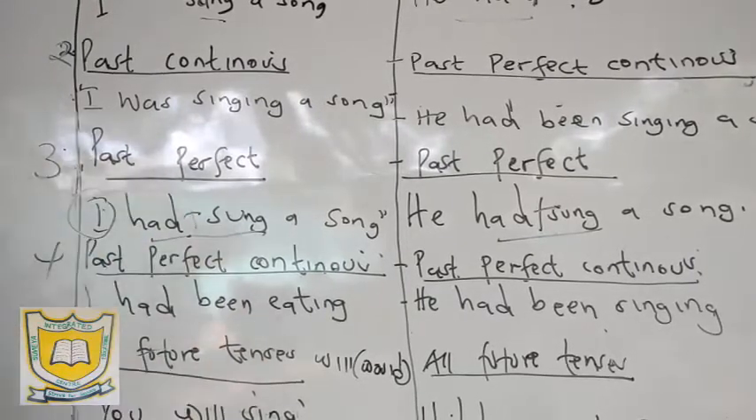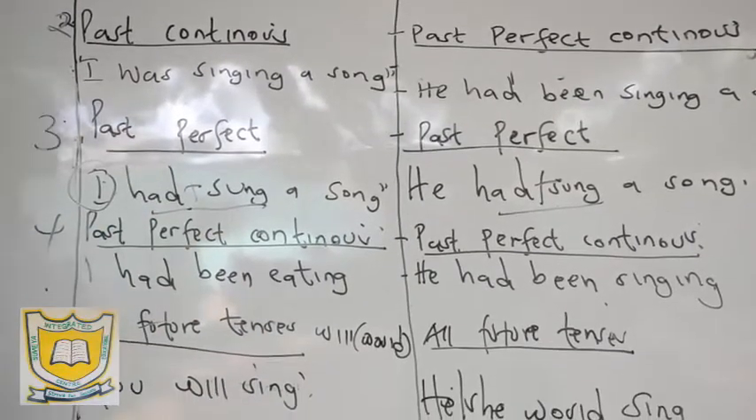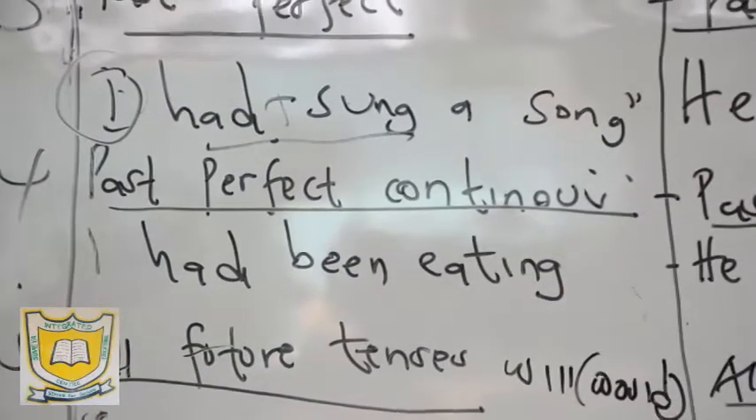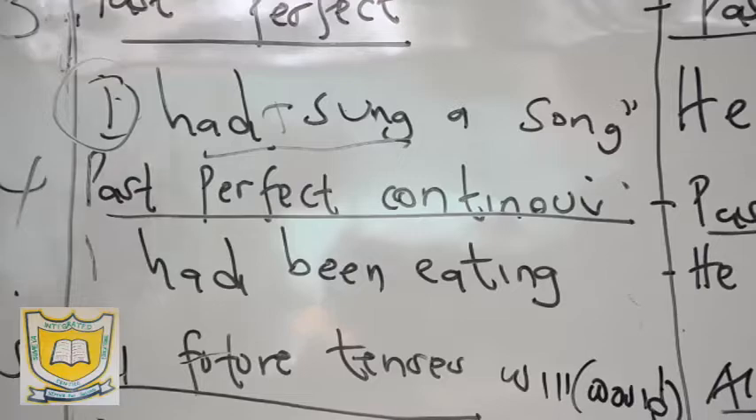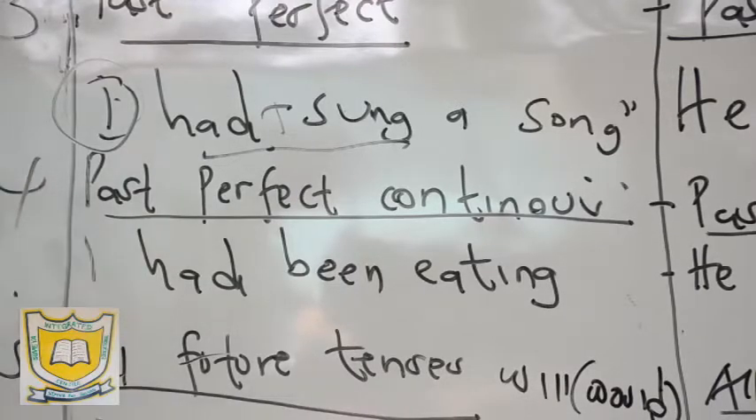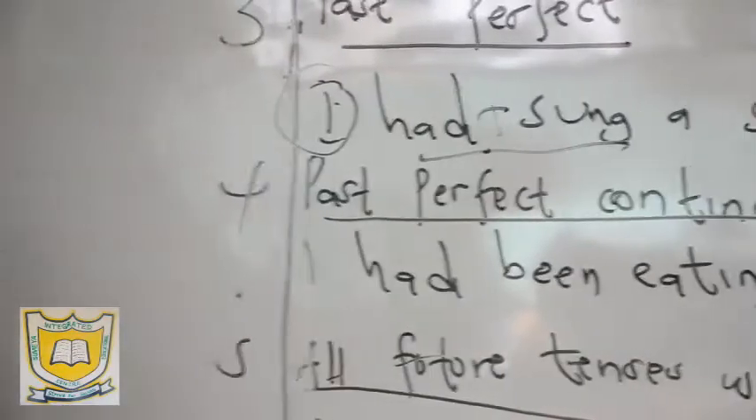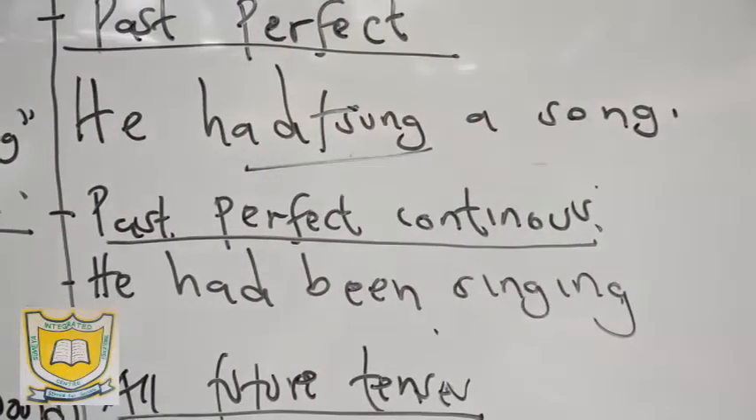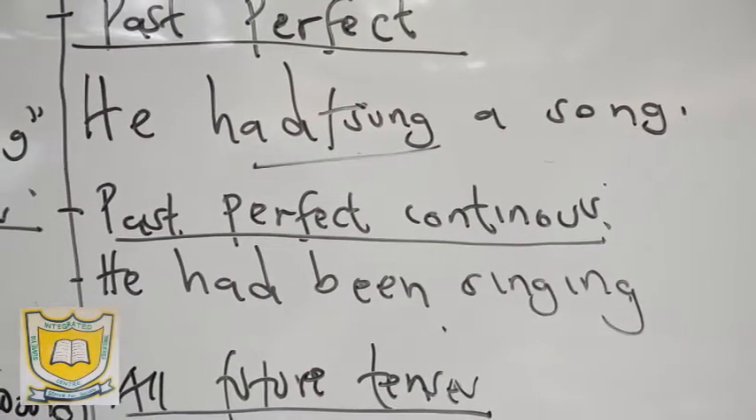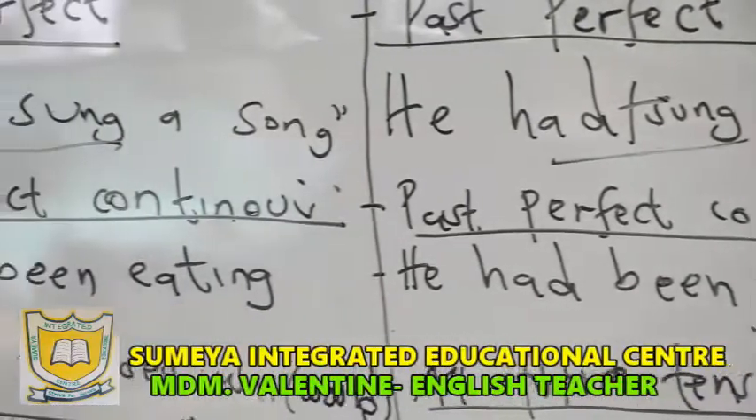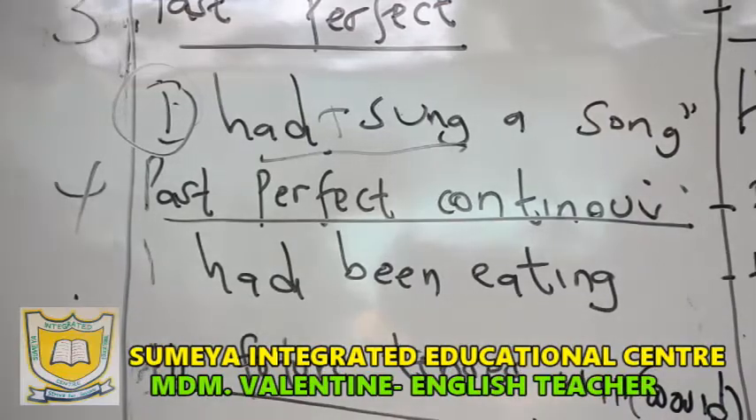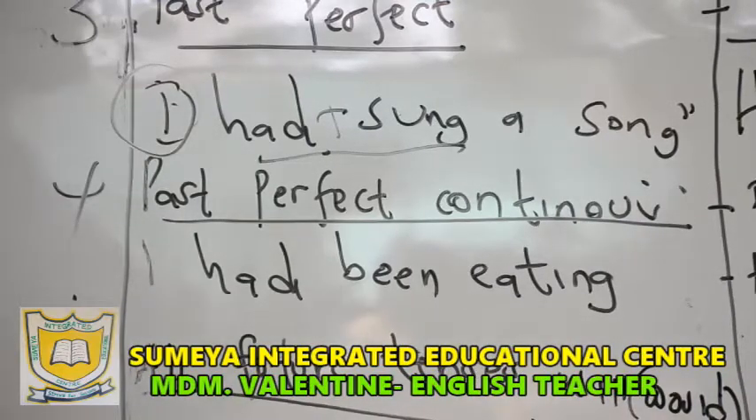Past perfect continuous. How do you form the past perfect continuous? It is formed by had plus been plus verb plus -ing. Now we have the past continuous changing to the past perfect continuous. But if you have the past perfect continuous as the direct speech and you want to change it into the indirect speech, the sentence still remains.